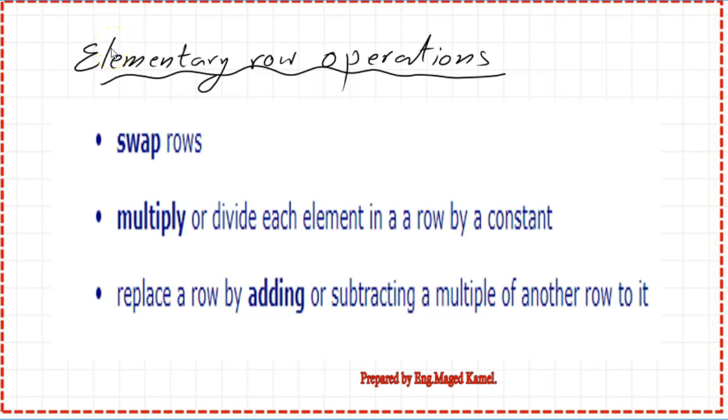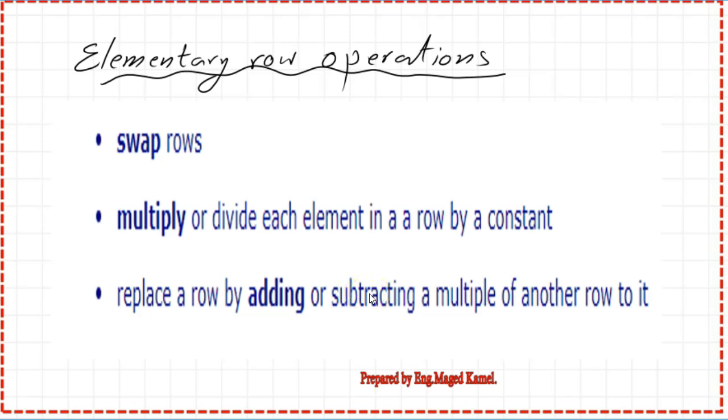What are the elementary row operations? Actually, there are 3 operations. Swap rows, which means that you could move an entire row, say from row 1 to row 2, or row 3 if you have a 3 by 3 matrix. The second operation is to multiply or divide each element in a row by a constant. Suppose you want to double the value of one row, so you multiply the first row, second row, by 2, or by 3, or divide by 2. The third operation is to replace a row by adding or subtracting a multiple of another.